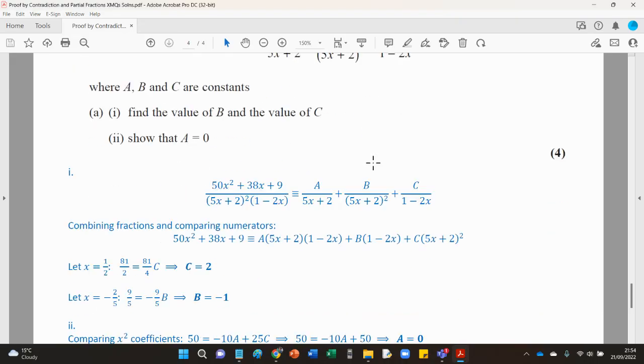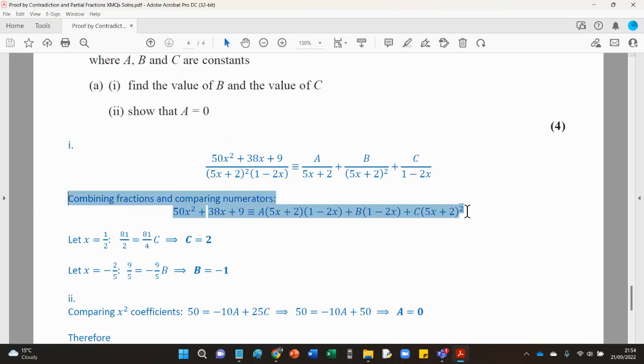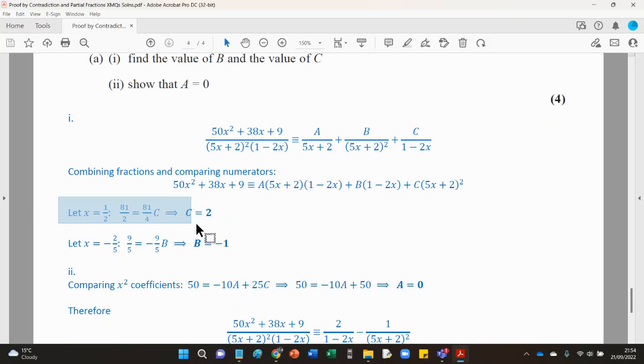Once you've done that, you can write out your numerator only, if you like, for both sides, if you're confident with that. And then once again, we're looking for the clever values of x to substitute in. In this case, subbing in a half cancels out the a and the b terms. Subbing in minus 2/5 cancels out the a and the c terms. But there is nothing that will cancel out the b and the c terms without also cancelling out the a term. So you're going to have to bite the bullet and sub in something like x equals 0 and create for yourself an equation linking a, b, and c. But you have b and c, so you can use that to find a.